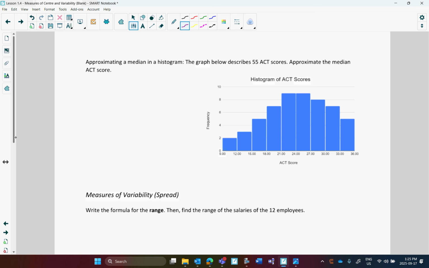One more example. How do you pull, especially a median, from something like this, or from some other graph? It could be a stem plot, it could be a dot plot. So here we have 55 ACT scores shown in a histogram. We don't know the specific values, we just know 2 of them, the scores are between 9 and 12, 2 of them, or sorry, 3 of them 12 to 15, etc.